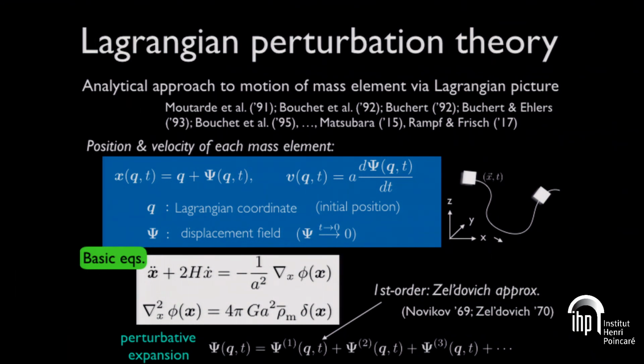Basically, the Lagrangian perturbation theory deals with time evolution of the displacement vector field by solving the motion of mass element coupled with the Poisson equation. And assuming the displacement field is small, we can develop a perturbative treatment for the displacement field.